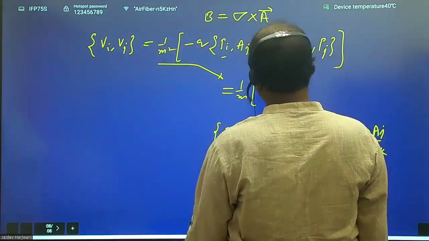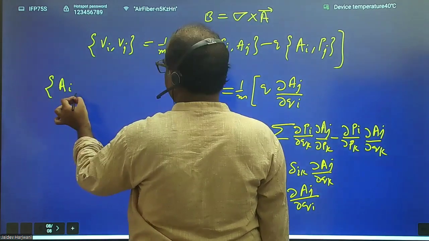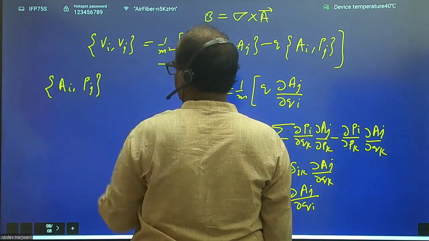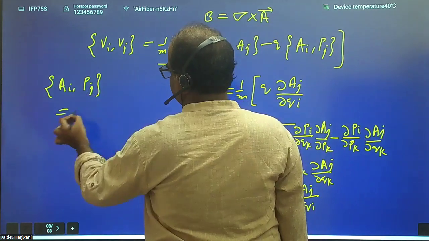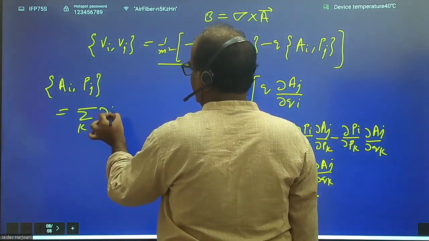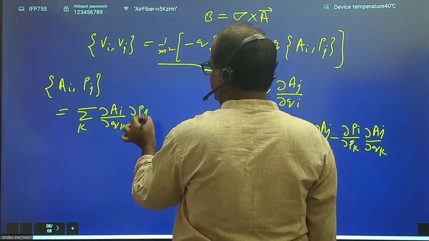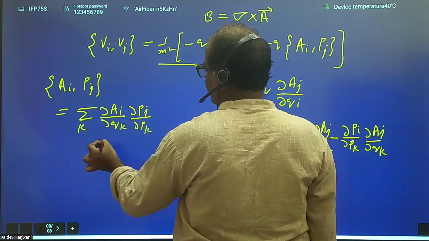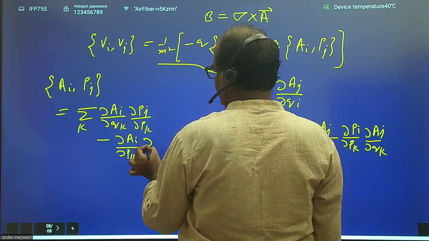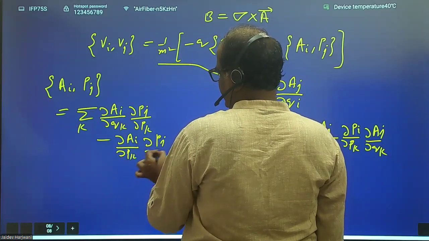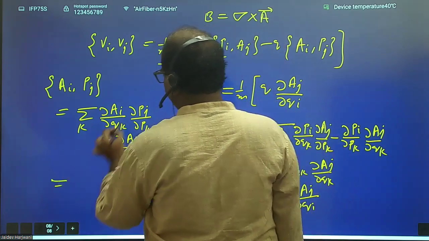So now I want to write the curly bracket of ai, pj. I want to solve this one. So what will this be? This will again be the summation over k of del ai upon del qk, del pj upon del pk, minus del ai upon del pk and del pj upon del qk. Again, this term is 0. Okay, so you have only pj by pk.